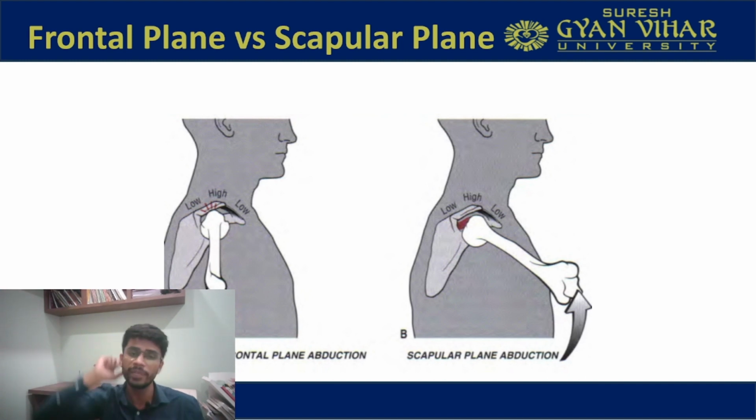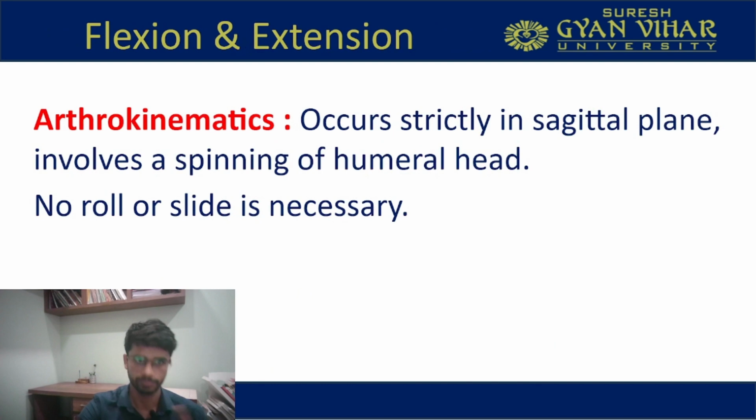Why is this happening? Because right now the movement is occurring in the scapular plane. Whenever the movement is occurring in the scapular plane, it is easy to elevate the arm. So this is the basic difference between frontal plane abduction and scapular plane abduction. And most of our activities of daily life we do in the scapular plane, not in the frontal plane.